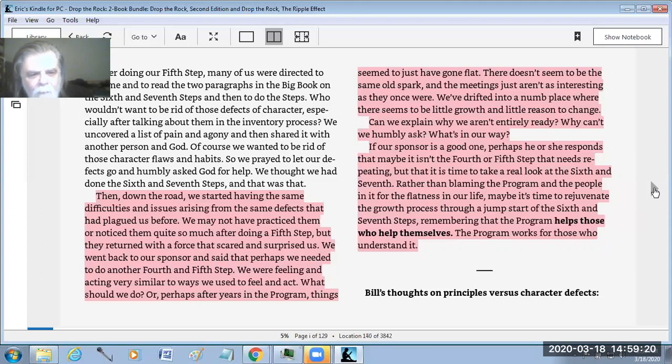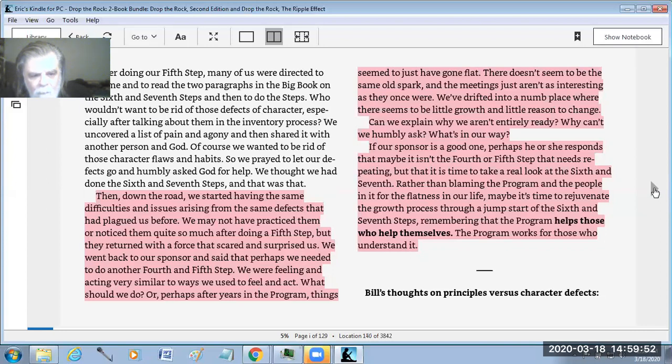Then down the road, we started having the same difficulties and issues arising from the same defects that had plagued us before. We may not have practiced them or noticed them quite so much after doing a 5th step, but they returned with a force that scared and surprised us. We went back to our sponsor, said that perhaps we needed to do another 4th and 5th step. We were feeling and acting very similar to ways we used to feel and act.